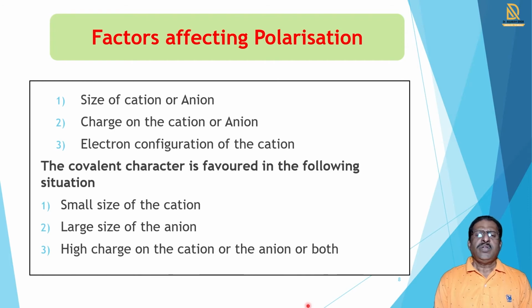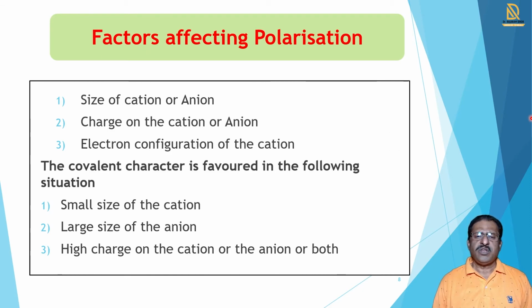Now we learn about the factors affecting polarization. When polarization is formed, which factors are responsible for it? Polarization is affected by different factors. One is the size of the cation or anion. The second factor is the charge on the cation or anion. The third factor is the electronic configuration of the cation. So these are the three important factors.